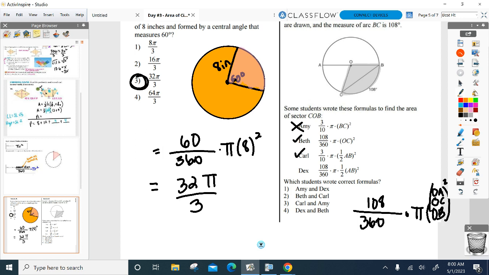Dex. That's got to be short for Dexter. Right? I don't know what else it would be short for. How does Dex look? 108 over 360 times pi. What's the problem here, though? What's he squaring? He's not squaring 1/2. That's what we did above with Carl. He's just squaring the diameter, right? And then taking 1/2. That's embarrassing, Dex. Get your game up. So it looks like Beth and Carl are going to be able to stay. Are we all right there?